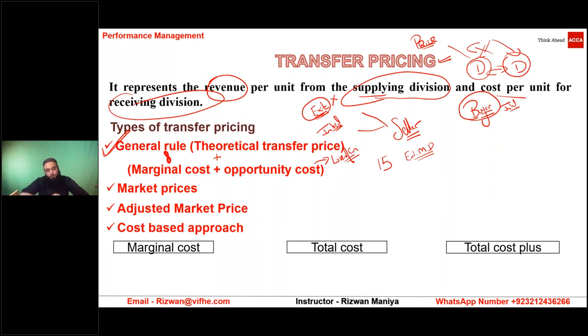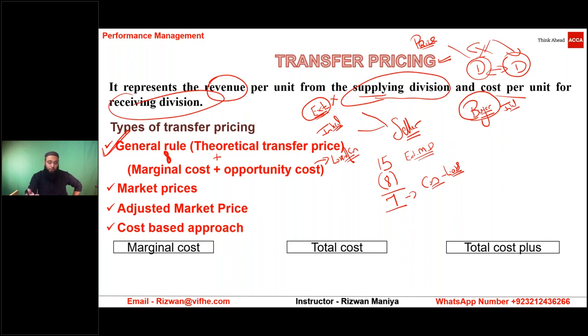I could have sold this for 15 in the market, and it costs me $8 in terms of my marginal cost or variable cost. So what I earn is $7 on each unit that I sell in the market. Now, if I'm not selling a product externally, the loss per unit is $7, because I'm selling you internally. So for each unit, I'm losing $7 contribution. Why should I? So I will charge you.